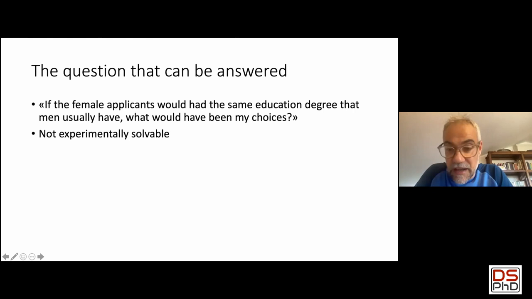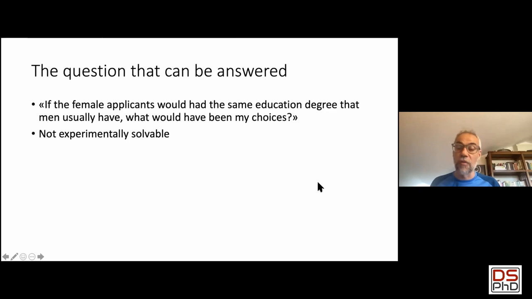other things. Because in order to have the female applicants having the same education degree distribution as men, you should change the whole society. So changing only the education of the person without changing the social status, the background status, and so on and so forth, no way. This is not experimentally solvable. You have to deal with data and with a smart combination of experiment and observation data.